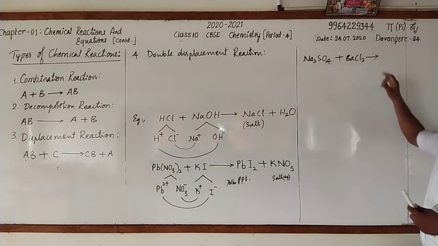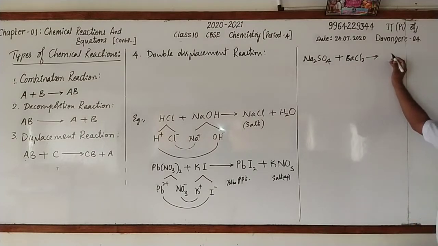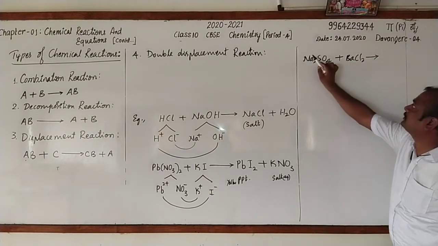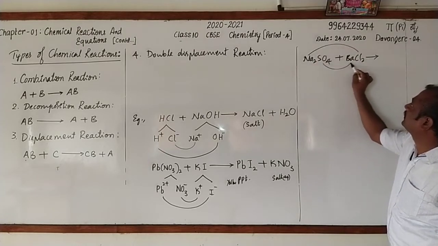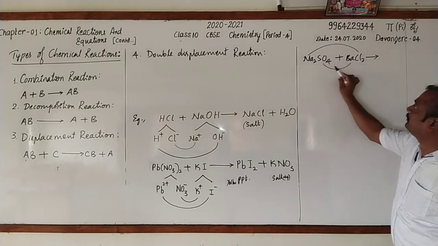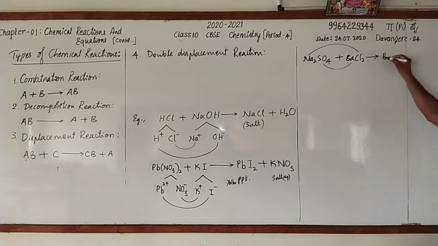These two will react with each other to form two new compounds. What are those? Very simple. See that? NaCl and BaSO4. You are right. BaSO4, right? Then plus NaCl. Clear? And this is a white precipitate.